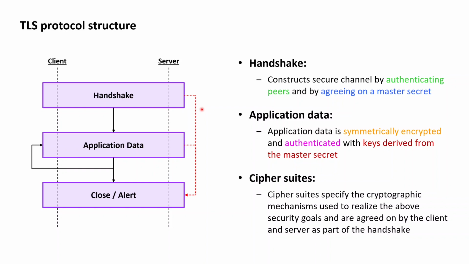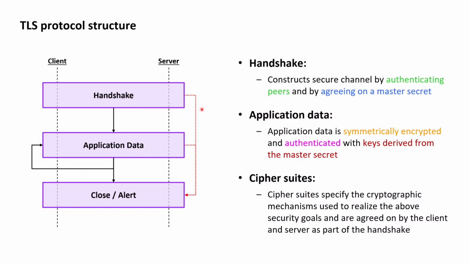As of TLS 1.3, all errors are considered fatal, and upon detection of an error, the detecting party sends an error message to its peer, with subsequently both parties closing the connection.